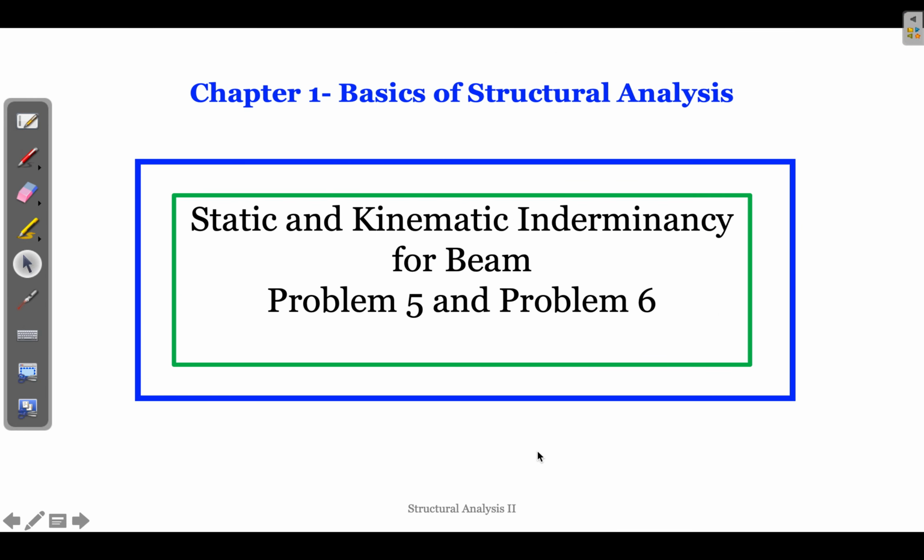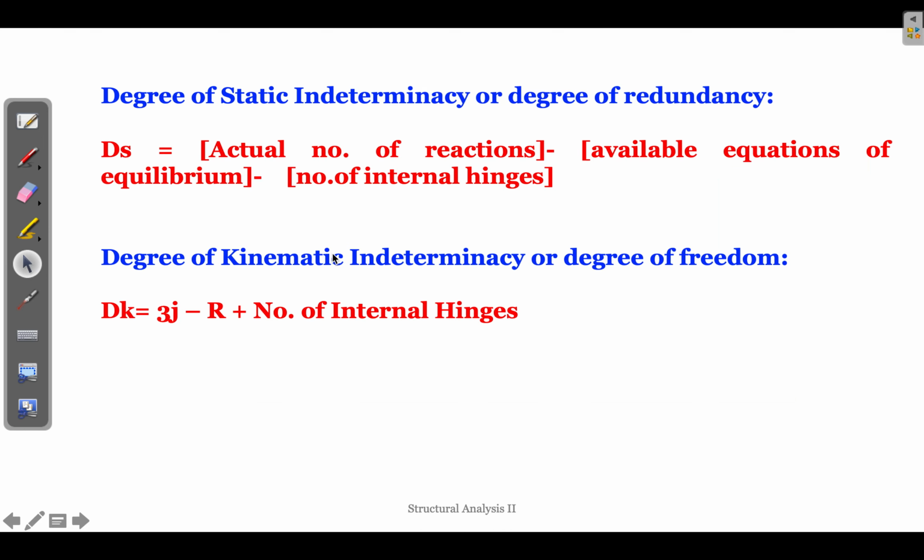Hello students, in this class we are going to solve two more problems on beams, and find out the static and kinematic indeterminacy for beams. Let's see two problems. Before that, let's quickly see the formulation.